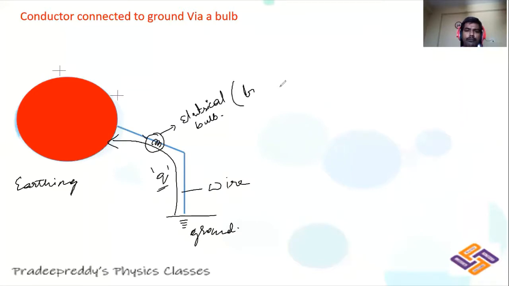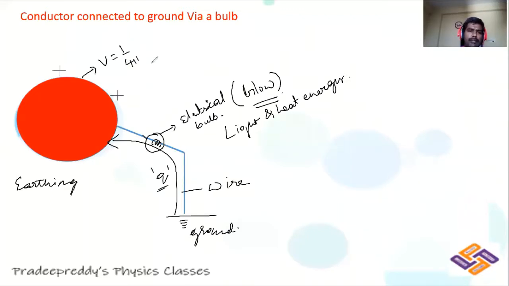When the electric bulb is glowing, it provides light energy as well as heat energy. As we know, as it is positive charge, the potential of this conductor is V equal to 1 by 4 pi epsilon naught times positive charge plus Q divided by its radius. Let me consider its radius as R. Now this potential is the potential of the conductor. I am considering it as Vc, and this is Vg, that is the potential of the ground.